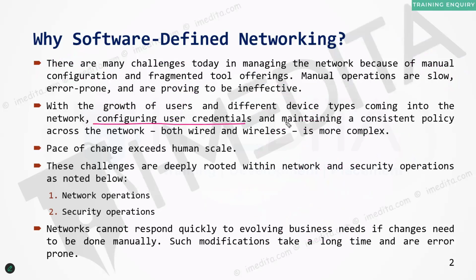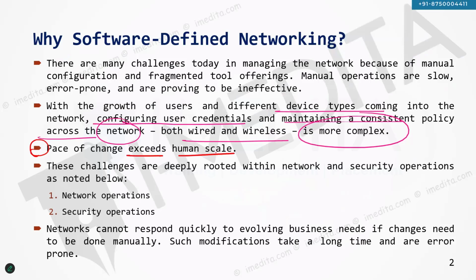Configuring user credentials and maintaining consistent policy across the network for all these device types, for both wired and wireless networks, will get more and more complex as you introduce more and more different types of devices and different types of users of the network. The rate at which the change is happening basically exceeds the human scale. The rate at which the changes can be done is slower than the rate at which the changes are expected. The pace of change exceeds the human scale.